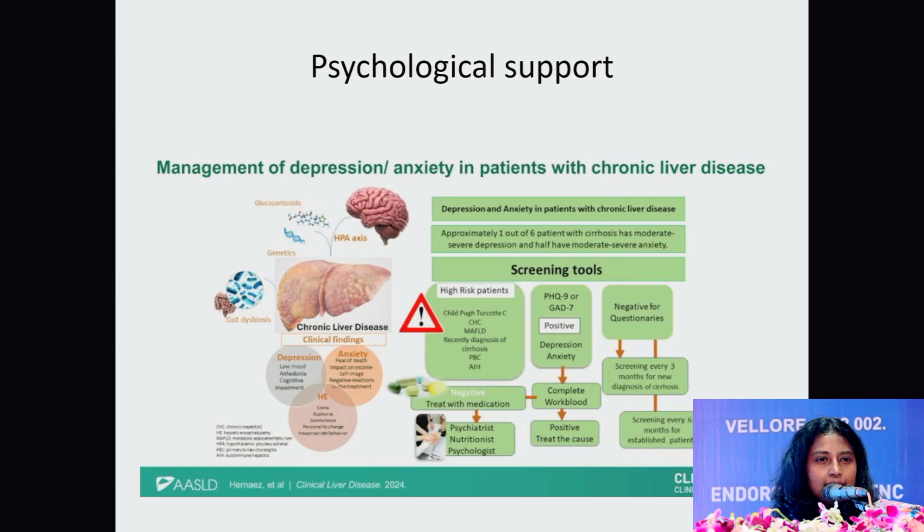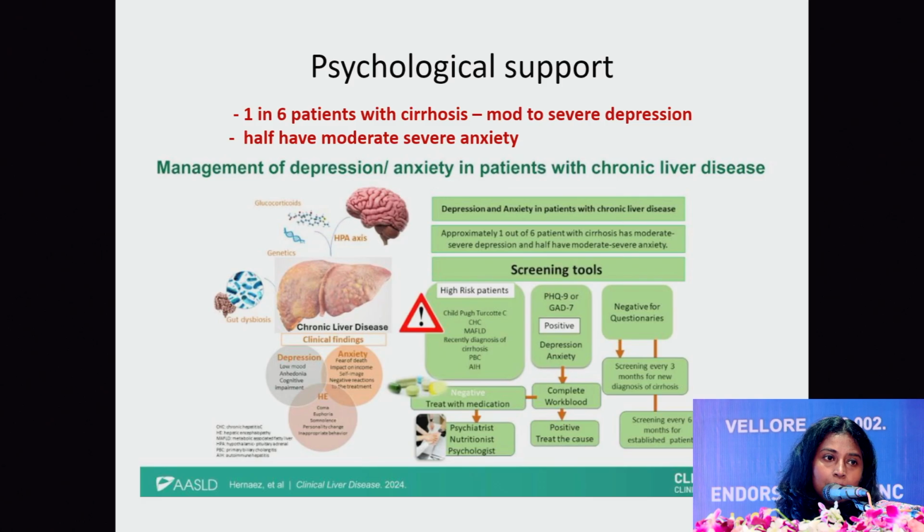Now, one of the last aspects that I would look at is psychological support. 1 in 6 patients with cirrhosis has moderate to severe depression. Half of them have severe anxiety. So when we are holistically looking at a patient, it is important to actively look for this symptom and address it. How can we address?